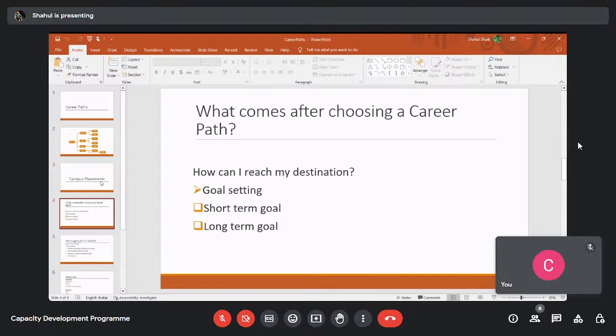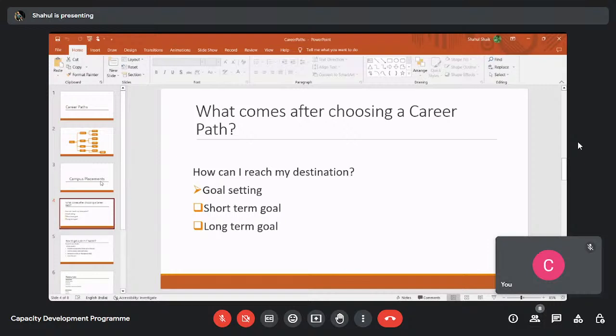See, the thing is, we have chosen a path: we will be going for a campus placement and cracking a job, let it be a core job or a job in the IT sector. First you need to choose a path. After choosing a path, the question that comes is how can I reach my destination? Then after choosing a specific path, you should keep some goal. Now goal setting comes into the picture.